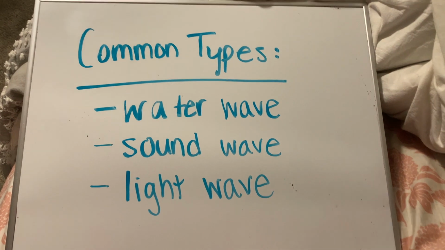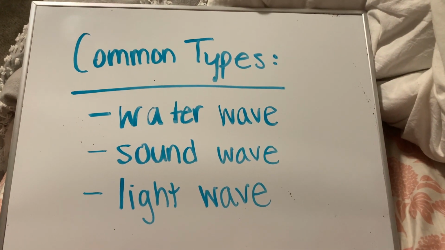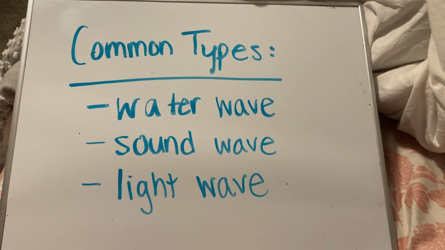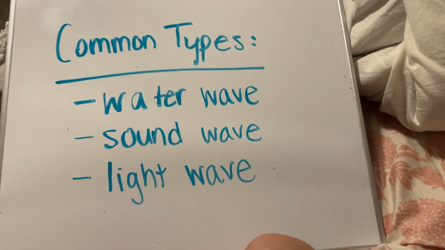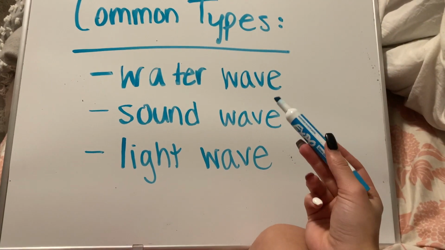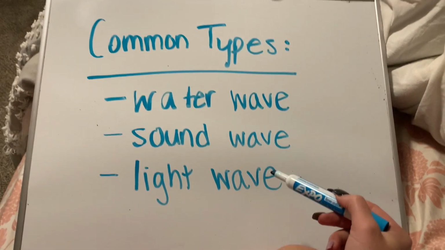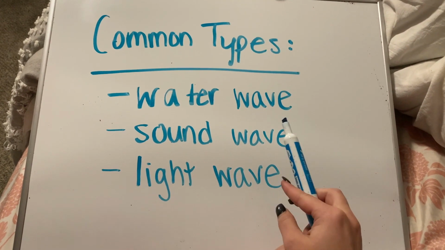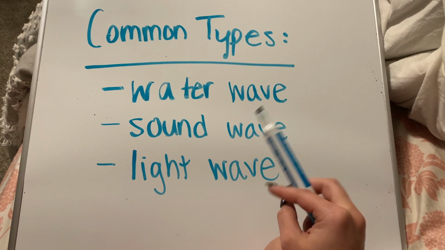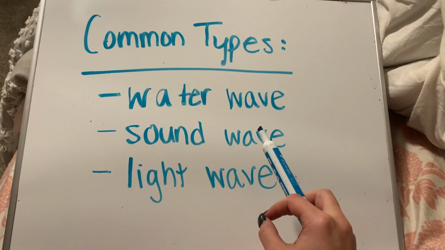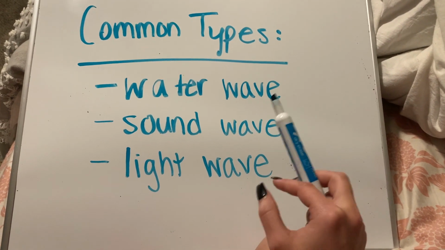Okay, now I'm going to describe the three common types of waves that use the Doppler effect. These are the water wave, the sound wave, and the light wave. The Doppler effect is applied mostly in physics with the sound wave, so we'll talk about that more next.